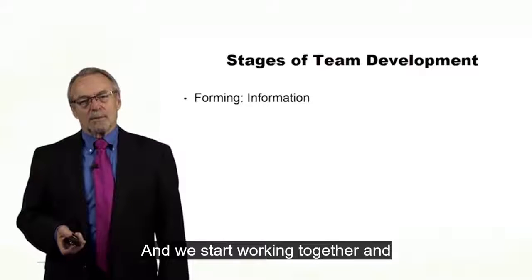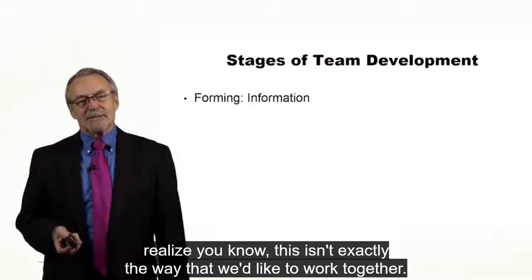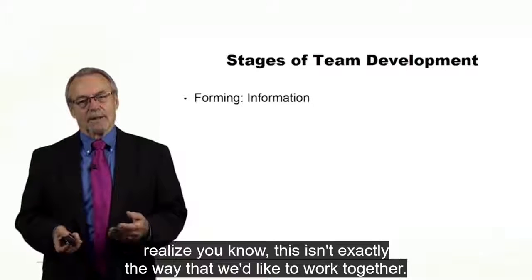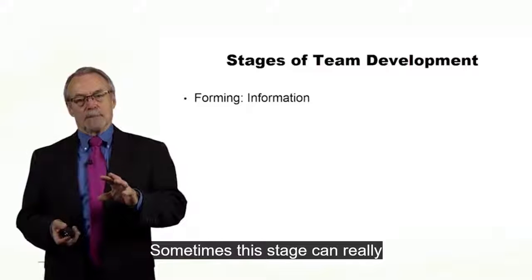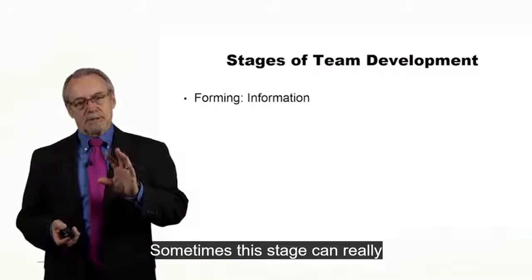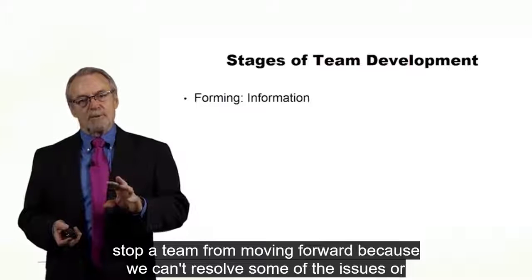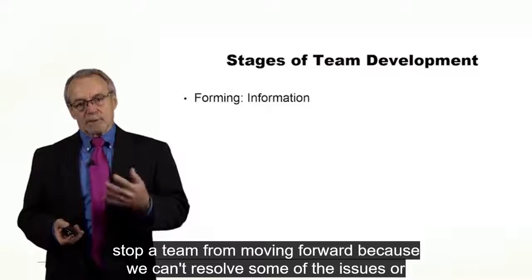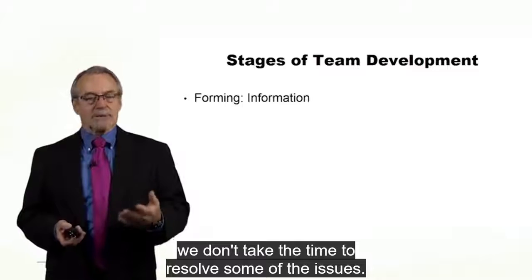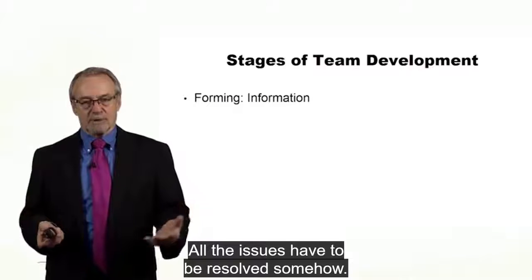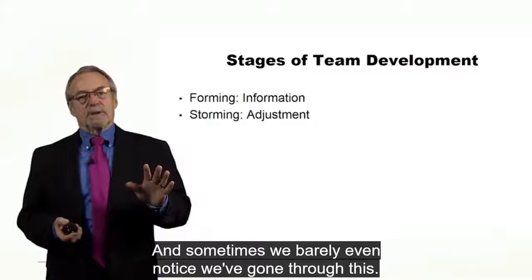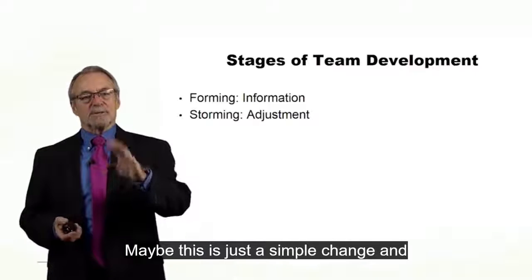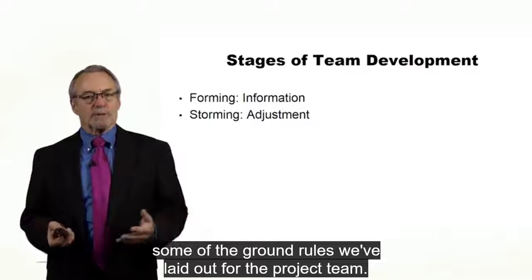And we start working together and realize, this isn't exactly the way that we'd like to work together. Sometimes this stage can really stop a team from moving forward, because we can't resolve some of the issues, or we don't take the time to resolve some of the issues. All the issues have to be resolved somehow. And sometimes we barely even notice we've gone through this. Maybe this is just a simple change in some of the ground rules that we've laid out for the project team.